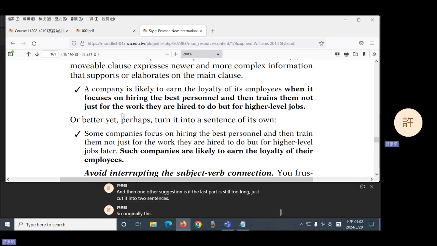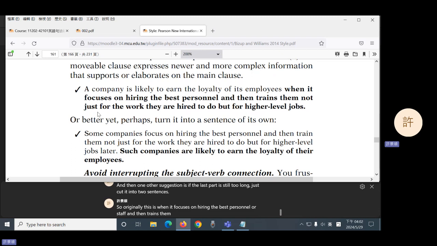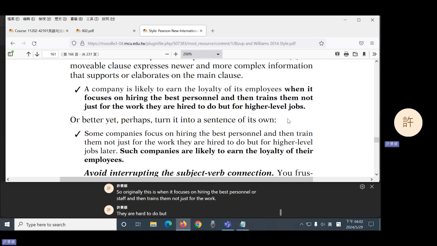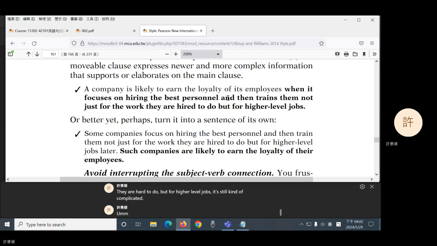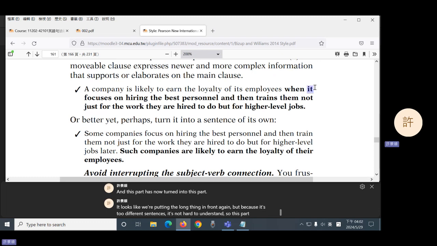So originally this is when it focuses on hiring the best personnel or staff and then trains them not just for the work they are hired to do, but for higher level jobs. It's still kind of complicated. This part has now been turned into this part. And this part has now turned into this part. It looks like we're putting the long thing in front again, but because it's two different sentences, it's not hard to understand. So this part, again, the subject is these companies, right?